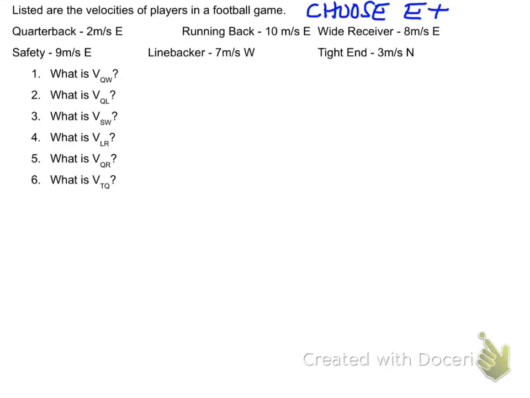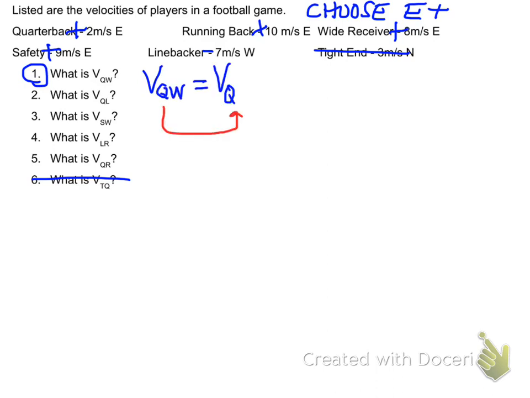All right, so here we go. We got a relative velocity problem dealing with football players. We got players running east and west. So I'm just going to choose east positive, and anything that's west will be negative. That means the quarterback, the running back, the wide receiver, and the safety are all positive because they were east. Linebacker gets negative, and we're not going to worry about the north for now. We'll skip that one. So now we want the velocity of the quarterback to the wide receiver.